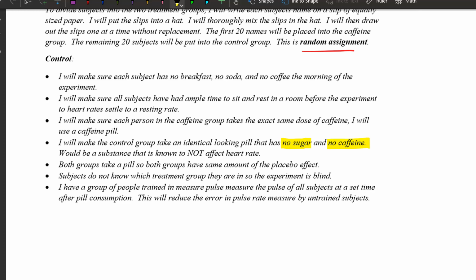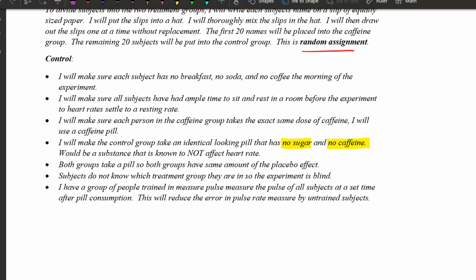I don't know what kind of pill we're going to give them. Some kind of chalk pill or something. I don't know. Both groups will take a pill, so both groups have the same amount of the placebo effect. I don't like how that's worded. So both groups will have the same, what's the word? Psychological effect? It's fine with the placebo effect.